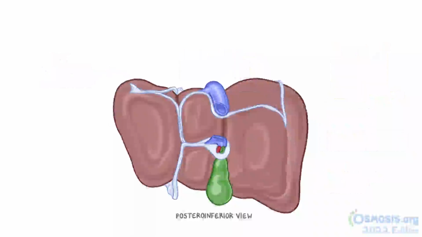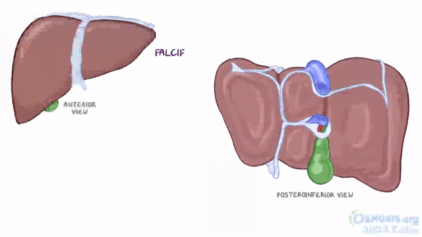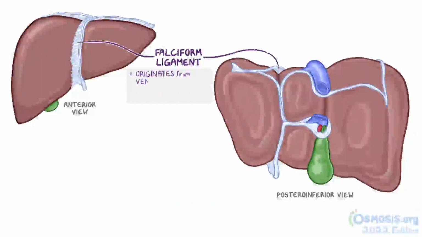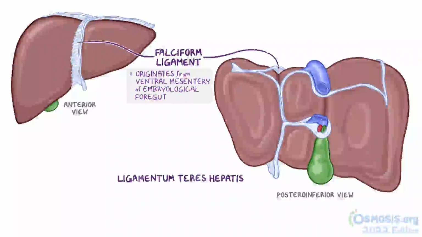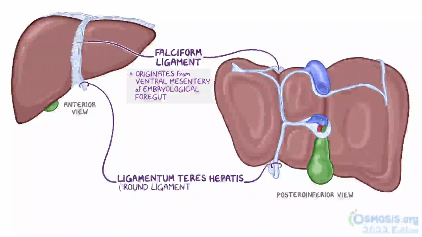The liver is divided into right and left lobes by the falciform ligament, which originates from the ventral mesentery of the embryological foregut. In its inferior free margin, this ligament contains the ligamentum teres hepatis, which translates as the round ligament of the liver. This is the remnant of the fetal umbilical vein, which used to carry oxygen-rich blood from the placenta to the fetal liver.